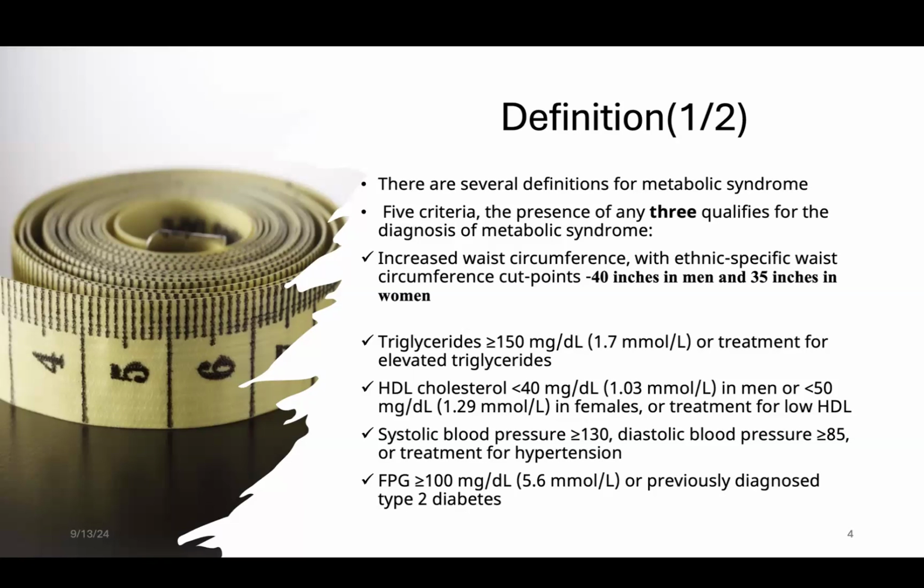Then we have what we call the triglycerides. If you do a lipid panel, you go to the lab and ask them to check your lipid profile, this is one of the indices that you'll be given. Triglycerides shouldn't be more than 1.7 millimole per liter. I know you guys are used to milligram per deciliter.